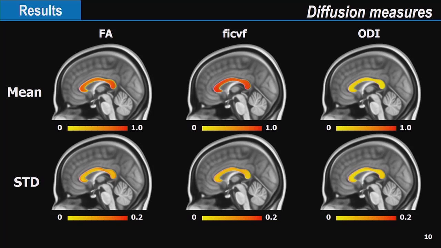So for the results part, here are the group average maps for the 3 diffusion measures. And we can see from the picture that we found a high FA value and a low ODI value, which is caused by the axons in the mid-sagittal area being highly aligned in some direction.